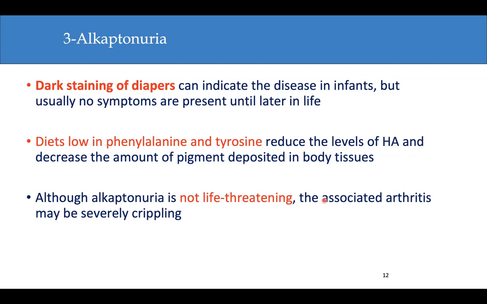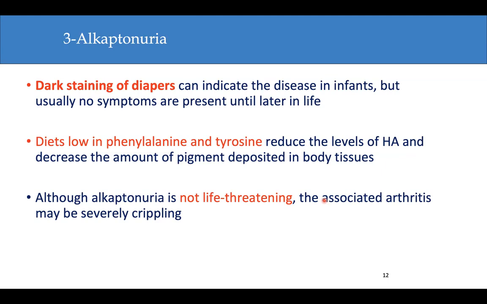How do you treat these patients? You give them a diet low in phenylalanine and tyrosine. You are basically preventing an excess of phenylalanine and tyrosine. So this will prevent levels of HA being deposited in the body tissues.